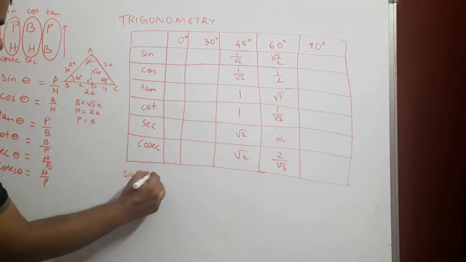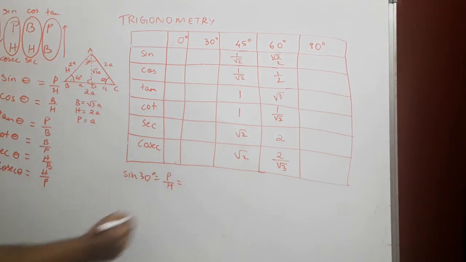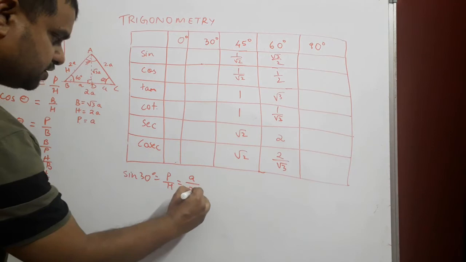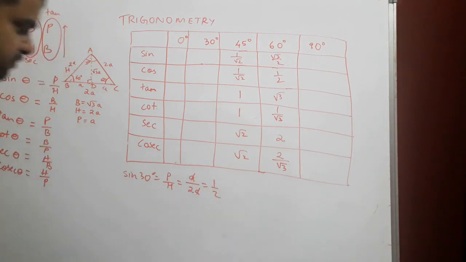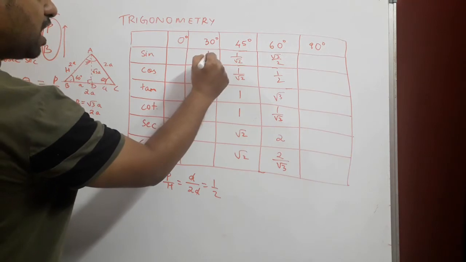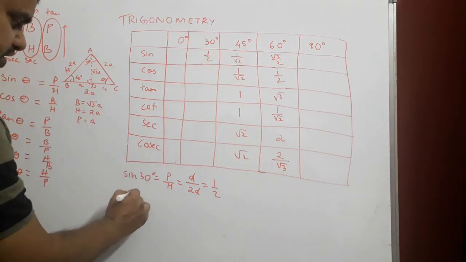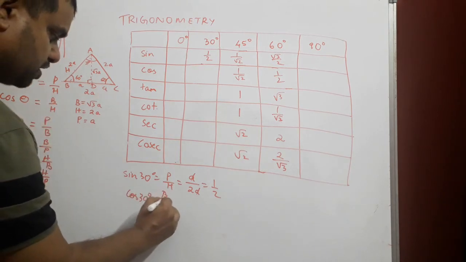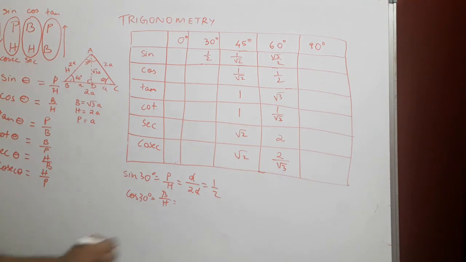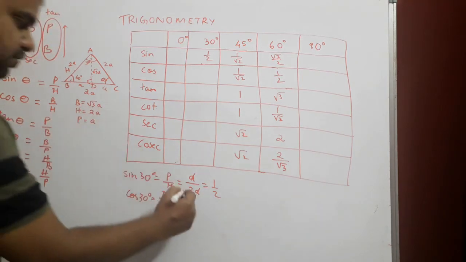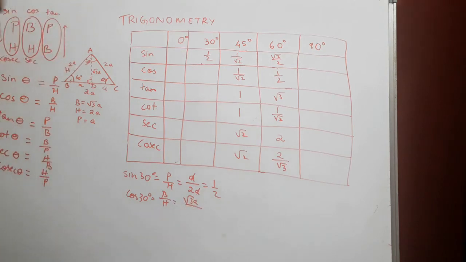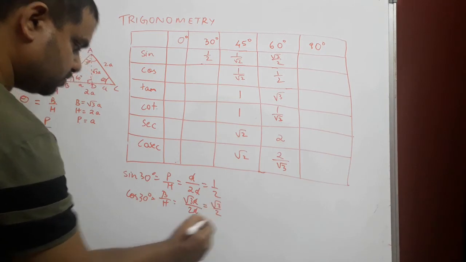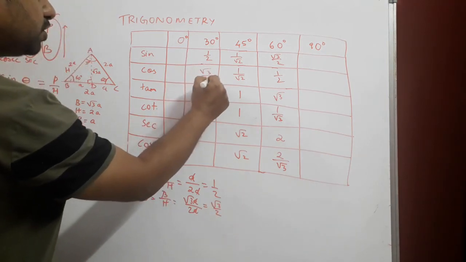So sine 30 degrees is P upon H. What is P? P now is a, and hypotenuse is 2a. a and a cancel and we are left with half. That means sine 30 degrees is half. What is cos 30 degrees? Cos 30 degrees is B upon H, base upon hypotenuse. What is base? It's root 3a, and hypotenuse is 2a. So a and a cancel, we are left with root 3 upon 2. That means cos 30 is root 3 upon 2.